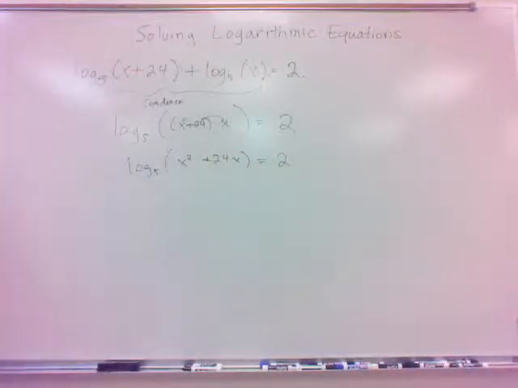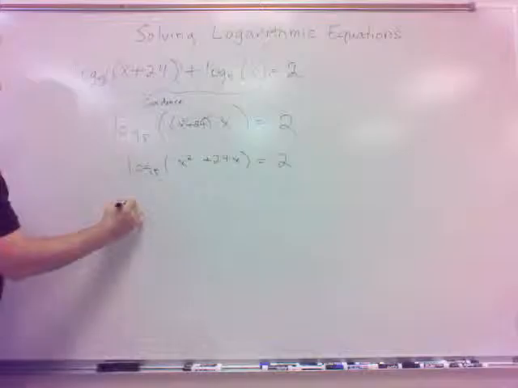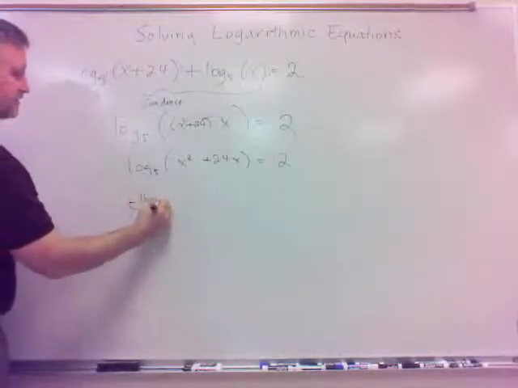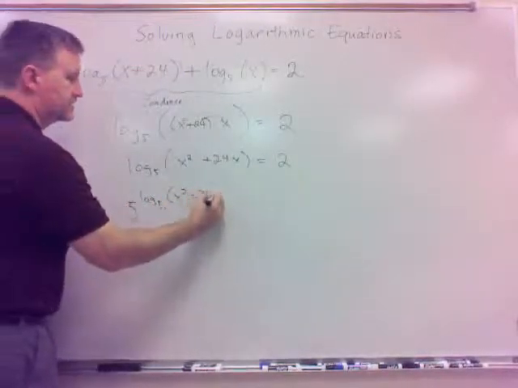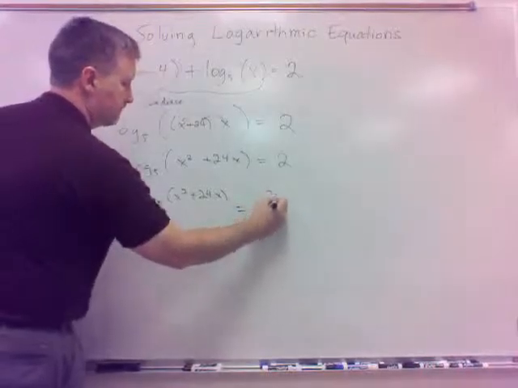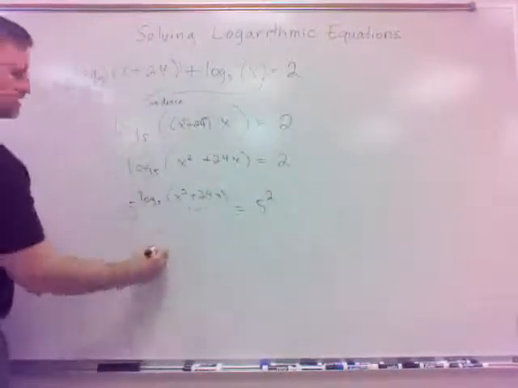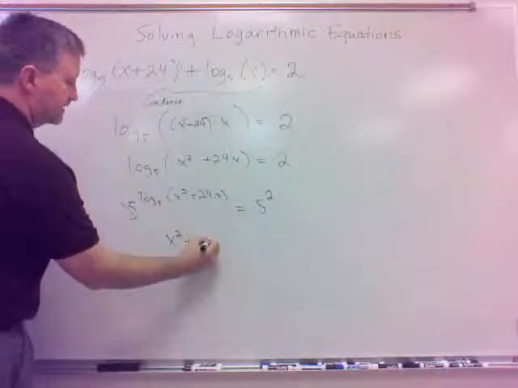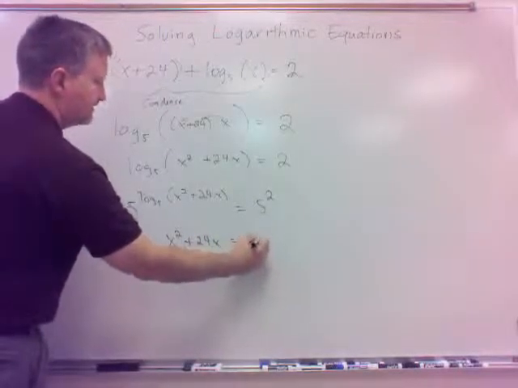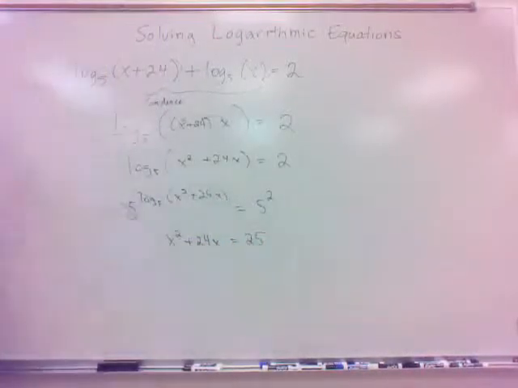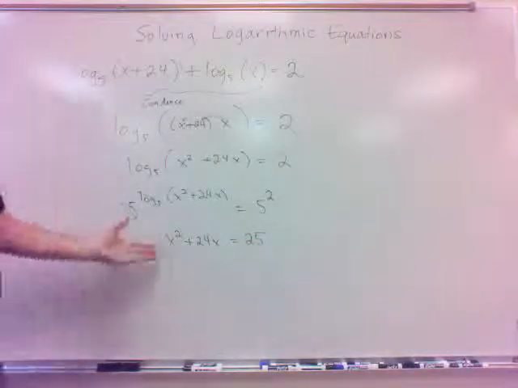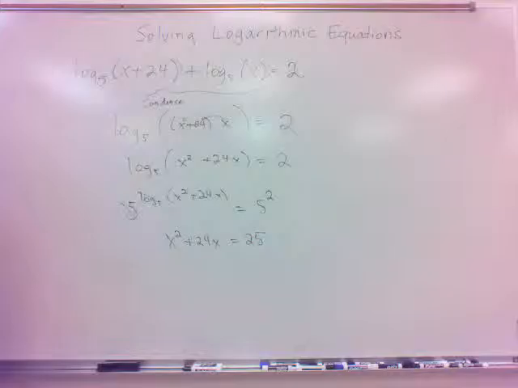So now we have the 1 logarithm, and we exponentiate. It's log base 5, so exponentiate base 5. So we have 5 to the log base 5 of x squared plus 24x equals 5 squared. 5 and log base 5 cancel, so I have x squared plus 24x equals 25. All right, so now this leaves us with another different sort of thing, and that is an x squared equation. How do I solve those?